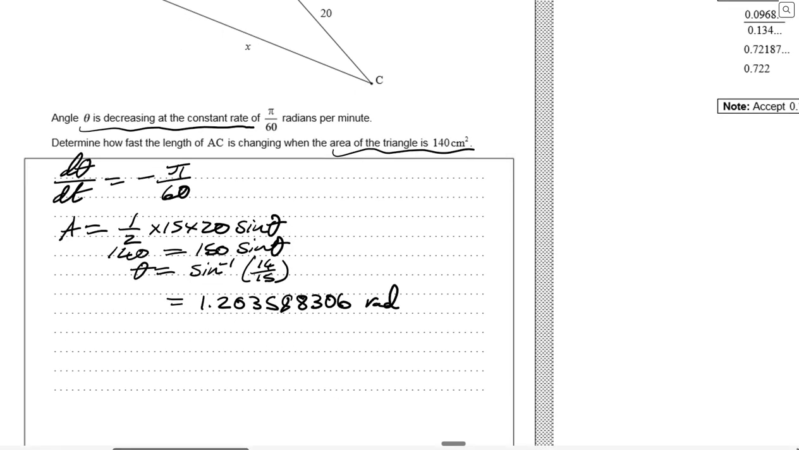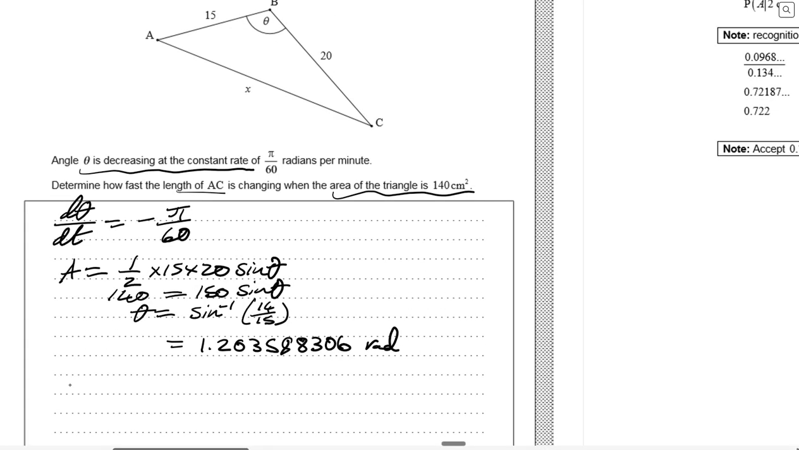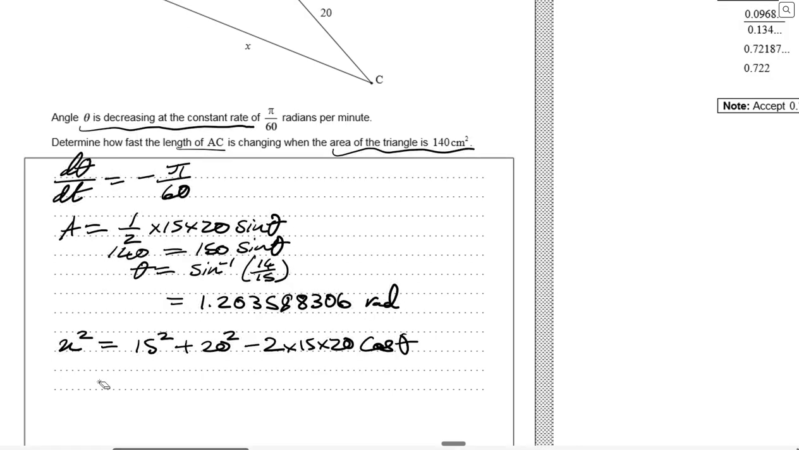And next is the length of AC. Now we need to find the length of AC, that's x. X squared is equal to a squared plus b squared minus 2ab cos c, right? So we have 15 squared plus 20 squared minus 2 times 15 times 20 cos theta. And what we now want before plugging in any values is dx dt, right? That's what we're looking for, how fast the length of AC is changing.